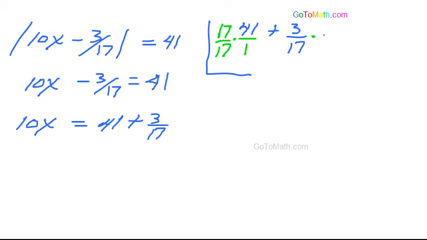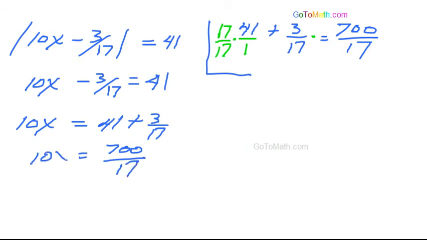So pretty much that simple, right? So 17 times 41 plus 3, let me do that in my head. I think I got that, 697 plus 3, and that's going to be a nice 700 over 17. Alright, so this is going to end up reducing to 700 over 17, and then we have 10x.